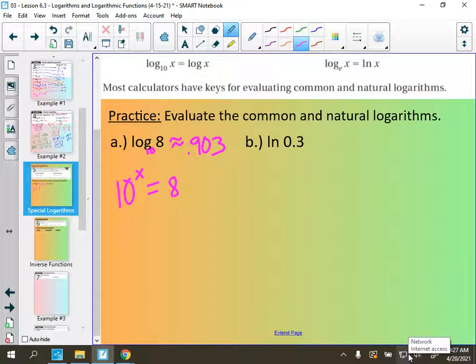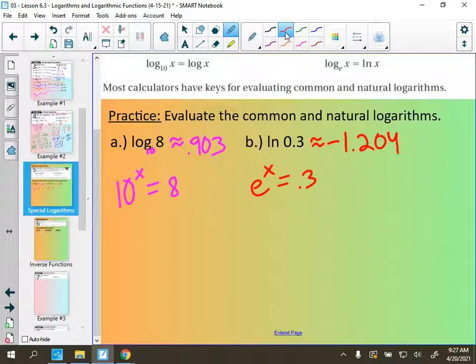Same thing here. So now you're seeing it. Ln is about what? And again, what are we finding? E to some power should give us 0.3. So when I get to the calculator, I find my ln button, 0.3, evaluate it. My calculator says negative 1. Let's go 3 places on it: 1.204. So e to the negative 1.204 power should give you about 0.3.